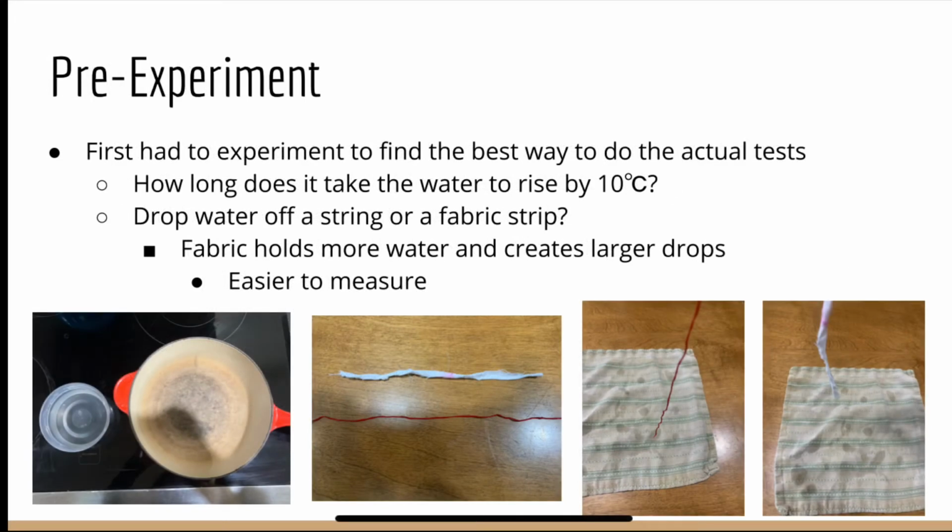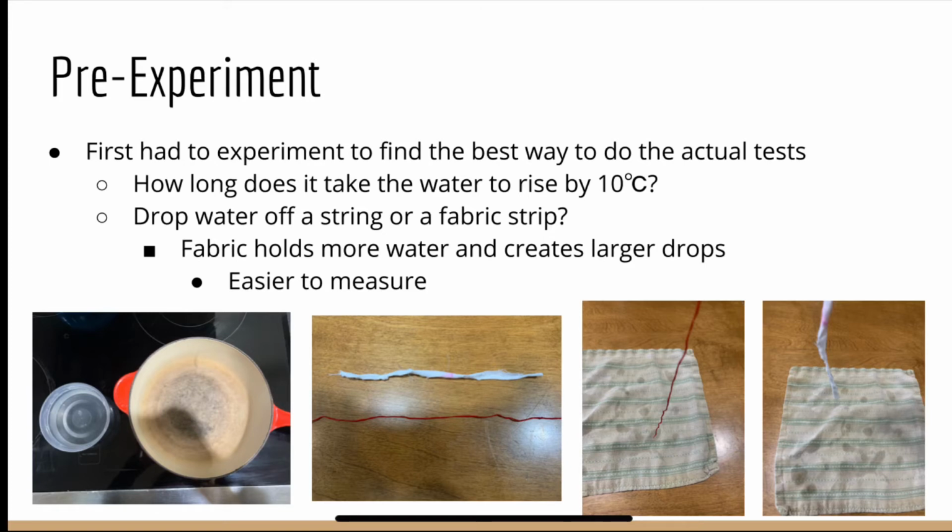So pre-experiment, I had to play around with a few things to decide the best way to do the actual tests. First, I had to figure out how long it took the water to rise by 10 degrees Celsius. So in the picture on the bottom left, I had a small clear container filled with water that I had frozen overnight, and the red thing is a pan that I was heating it up in. So I put the frozen block of ice into the pan, and I timed how long it took to go from freezing to boiling. And it took about 5 minutes.